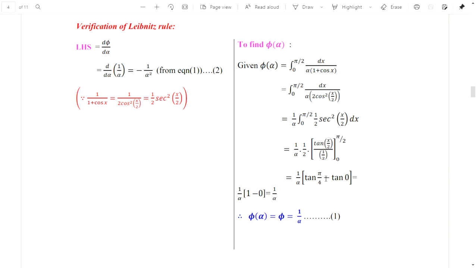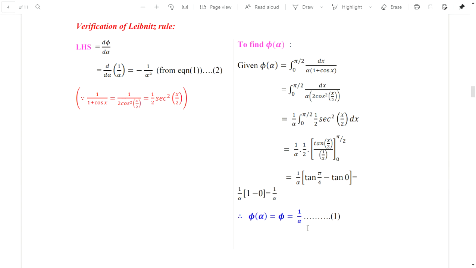So tan pi by 4 minus tan 0. But we know that tan pi by 4 is 1. So that is equal to 1 by alpha into tan, in place of tan pi by 4 I have written 1 minus tan 0, which is nothing but 0, that is equal to 1 by alpha. Therefore, phi of alpha is equal to 1 by alpha, which we can write as phi. So phi is equal to 1 by alpha.